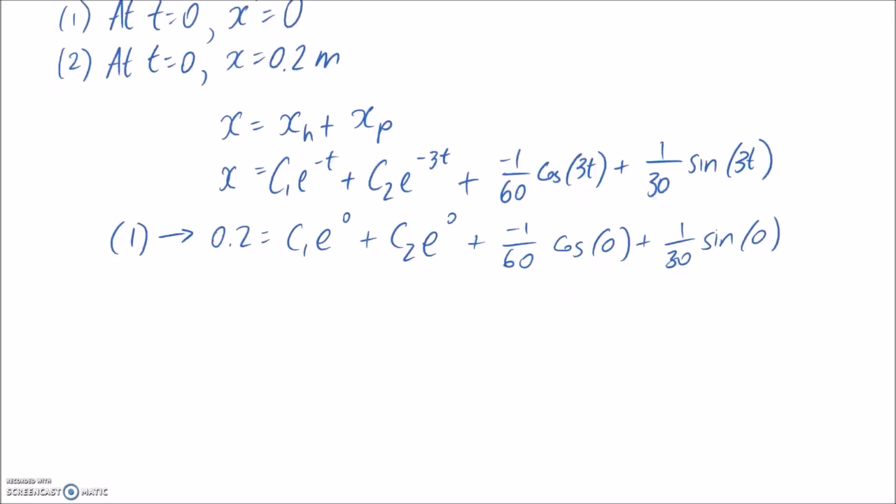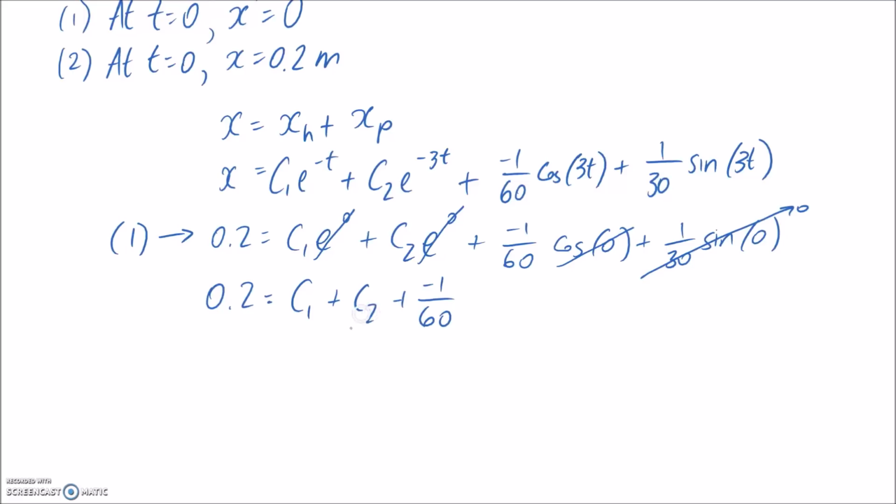Okay, so we can do a bit of simplifying. Anything to the power of 0 is 1, so that's going to go away. Got it happening here too. Cos of 0 is equal to 1, so we're just going to be left with the negative 1 on 60. And sine of 0 is equal to 0, so in fact this whole one is going to disappear. So the equation just becomes this.